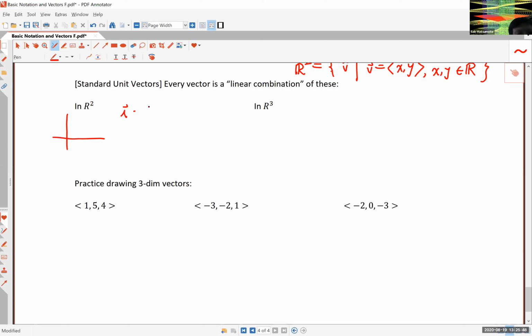Again, you may have seen this in a class like trigonometry or something. i is the vector that goes in the positive x direction, that's 1, 0. And j is the unit vector that goes in the y direction, that's 0, 1, right? So it's very clear.